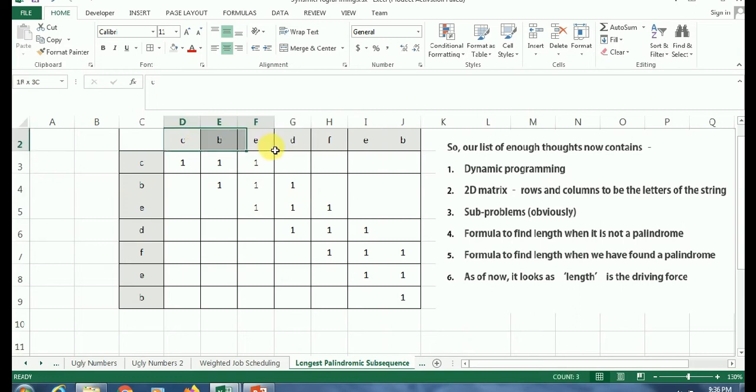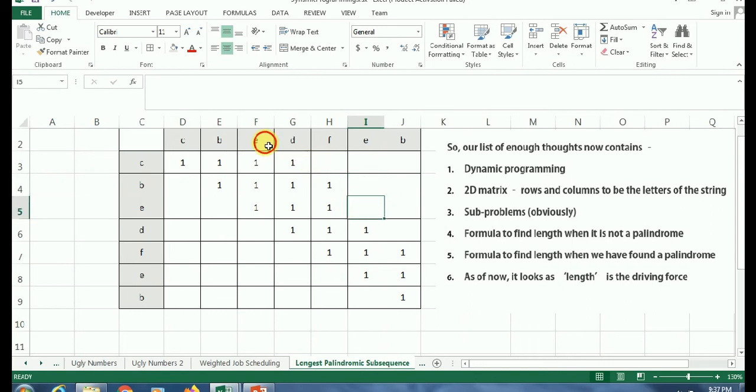Okay, now the length becomes 4. So the subproblem becomes CBED. All right, which is going to be the max of CBE and BED. Point number 4 again applies here because C is not equal to D. All right, so LPS of CBE is 1 and that of BED is 1 again. So I am going to get 1 as the answer over here. Similarly, BEDF, B is not equal to F. So the max LPS of BED, that means the optimized solution of BED is 1, and that of EDF is again 1. So I'm going to get 1 again.